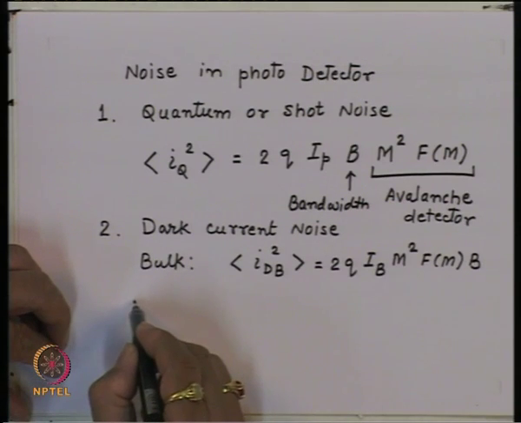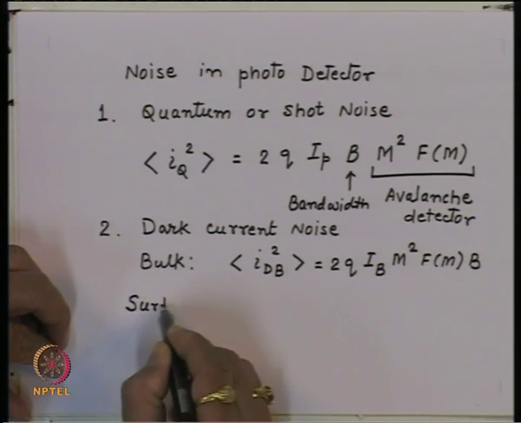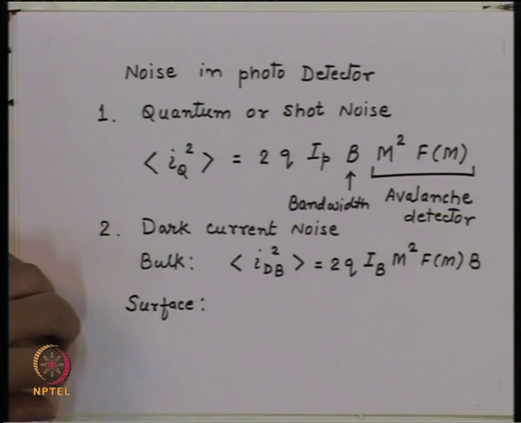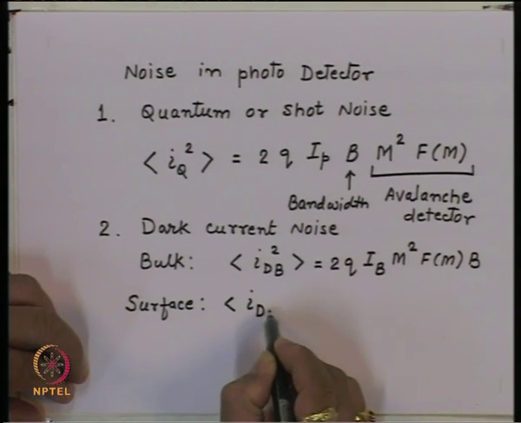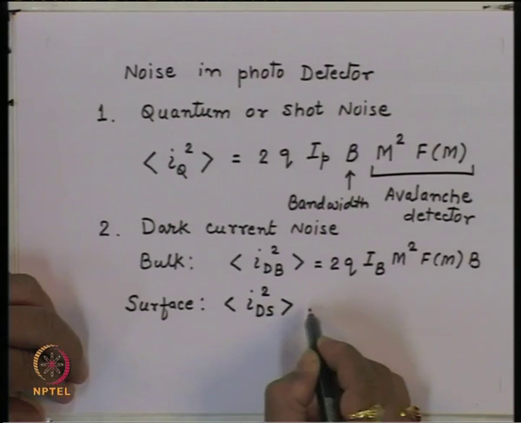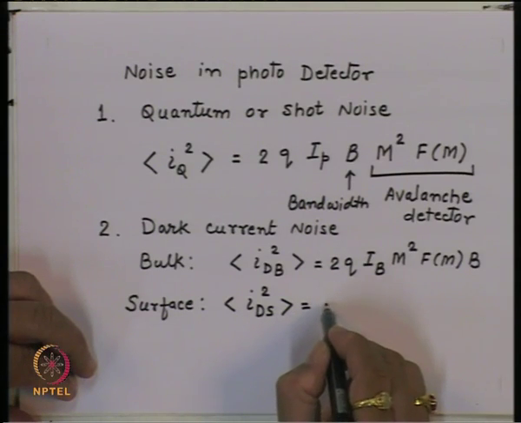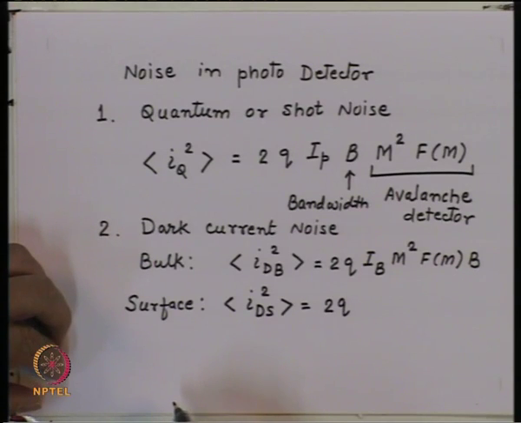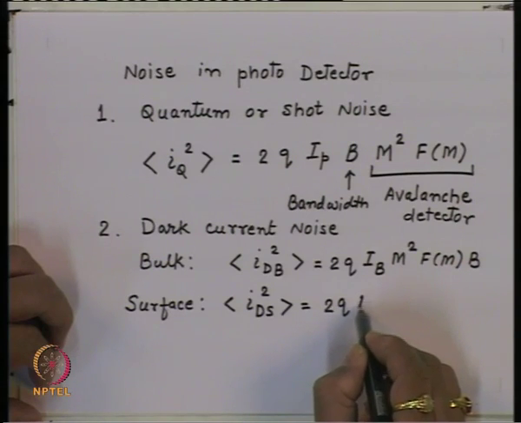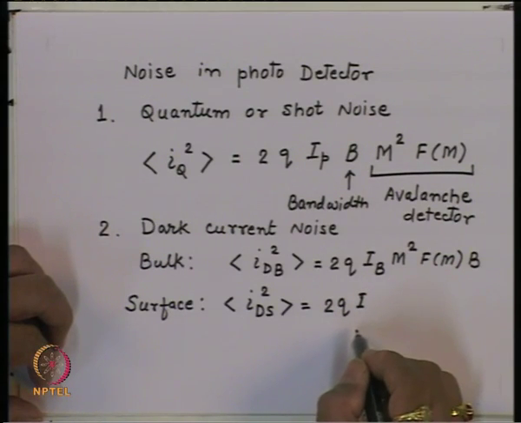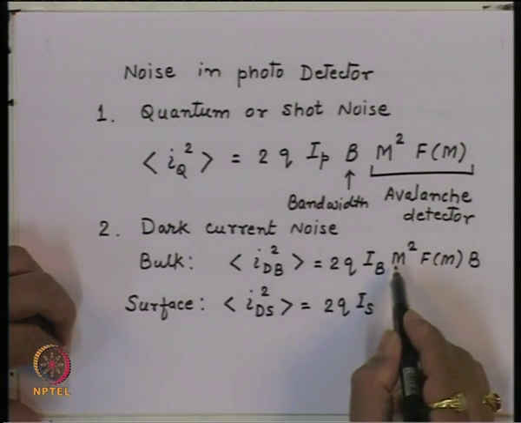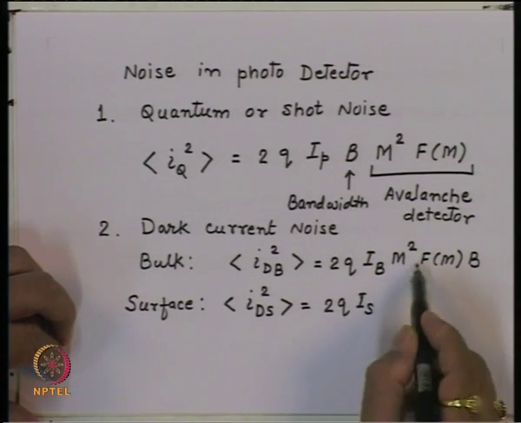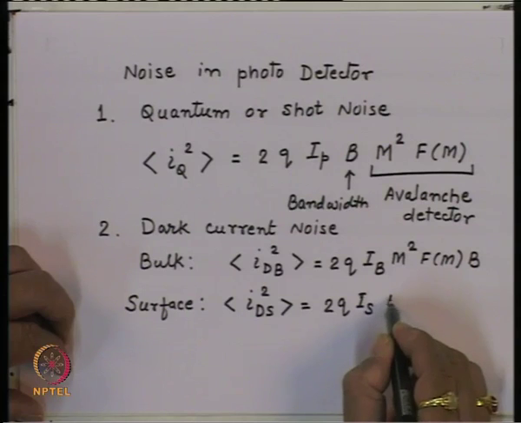The other component, which is the surface dark current, the mean square value of that, I_DS squared, will be equal to 2 times q times I_DS, the surface current, and there is no amplification for this current. So, there is no question of this factor here multiplied by B.